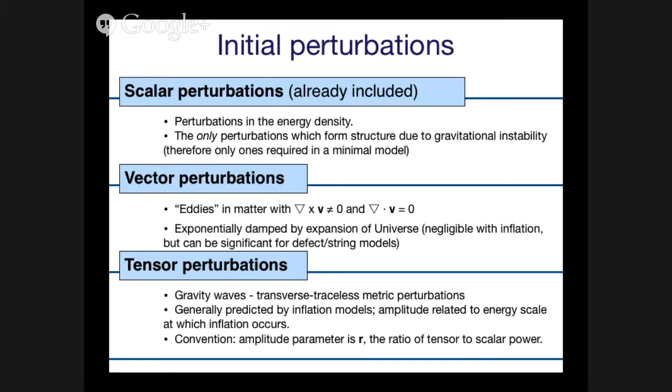Then finally, you can have tensor perturbations, which are gravity waves. Since inflation has this very rapid stretching of space-time in the early universe, it predicts some background of these gravity waves that you can detect on cosmological distance scales. The amplitude of the gravity wave background relates to how rapidly the universe was expanding, and thus the energy scale at which the physics comes into play. Conventionally, you express the amplitude of your gravity wave background by a parameter r, which is the ratio of tensors to scalars.